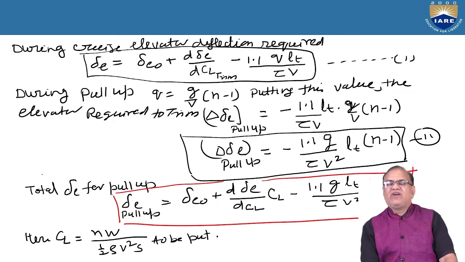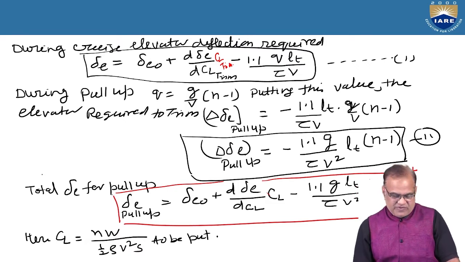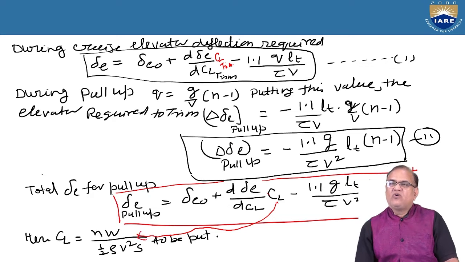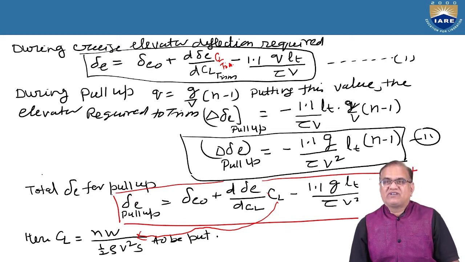So we got a very good relation for total delta E required for the pull up, which is equal to delta E naught plus d delta E by d CL trim into CL trim. Here CL trim should be there. So delta E by d CL into CL trim minus 1.1 G LT and minus 1 by tau V square. Here what we have to take for the CL? We have to multiply by NW, NW by half rho V square S. So this CL should be taken this way. We have to be very careful about which coefficient of lift we take at which condition.